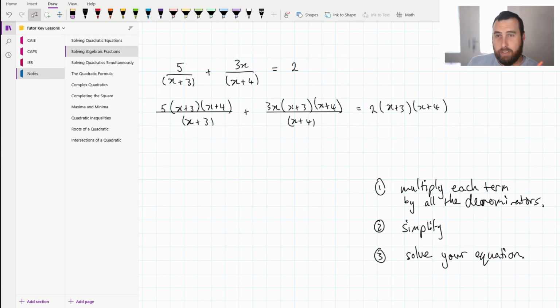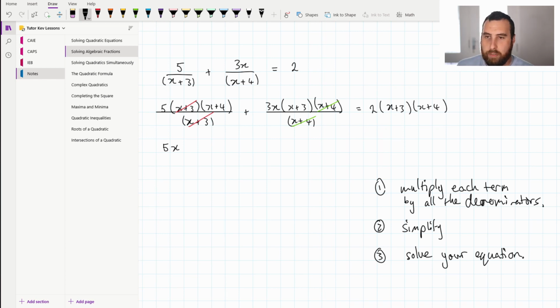Right, now that I've done this step, I've multiplied by the denominators. We now need to simplify and then expand whatever we have left over. So do you agree that we got this x plus 3 and this x plus 3? Those are going to cancel. This x plus 4 and that x plus 4 are going to cancel. And now we're just left with single binomial brackets in these first two terms and a pair of binomial brackets on the other side of the equation line. So let's expand and simplify.